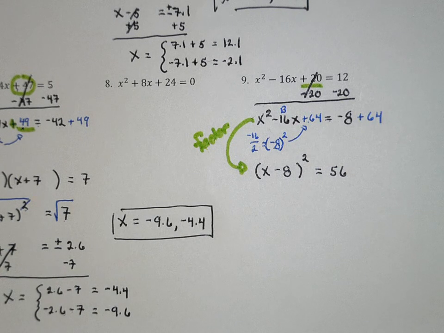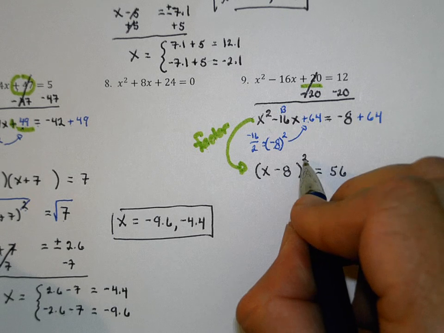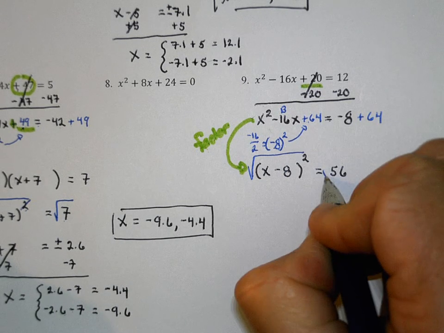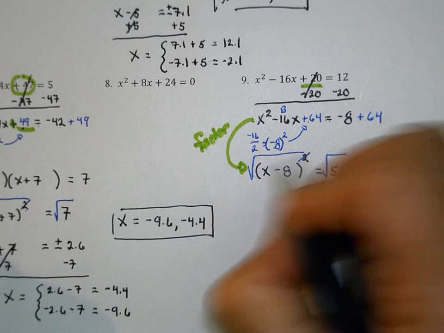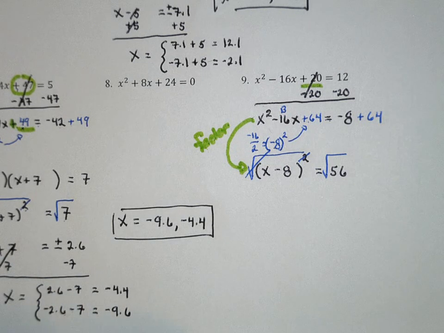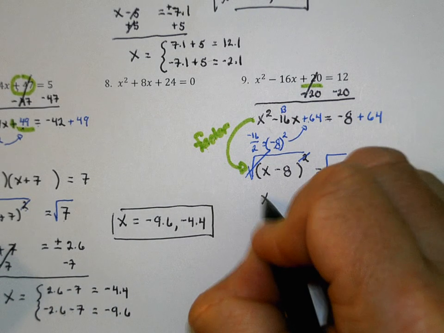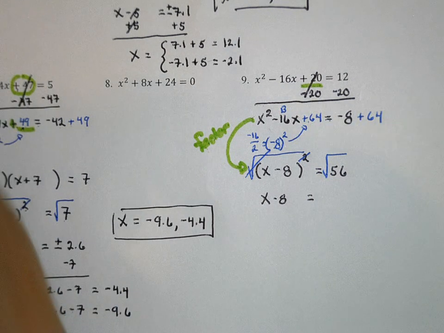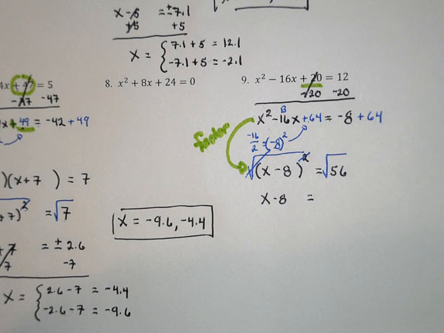Now I'm going to isolate the x. I'm going to eliminate the second power. I'm going to square root both sides of the equation. That second power would cancel out the square root symbol. And now we have x minus 8. You don't need the parentheses anymore. And that's going to be equal to the square root of 56.